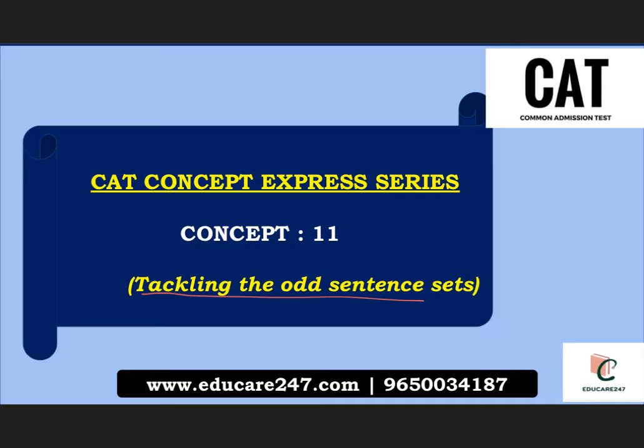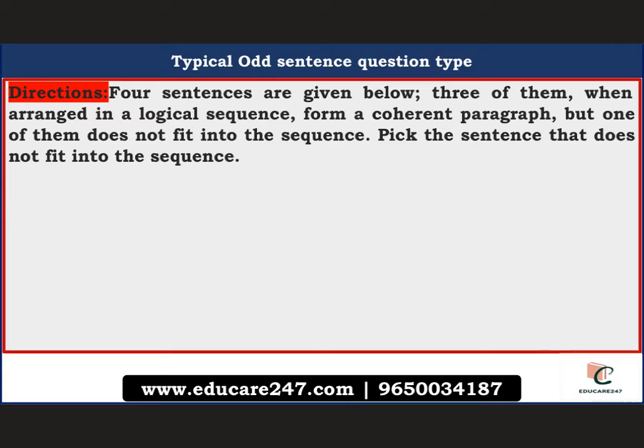So let us see how we can tackle the odd sentence sets, and then we are going to see some actual CAT questions. Typically, this is how an odd sentence question type is. You will be given a direction: four sentences are given below. Three of them, when arranged in a logical sequence, form a coherent paragraph, but one of them does not fit into the sequence. Pick the sentence that does not fit into the sequence.